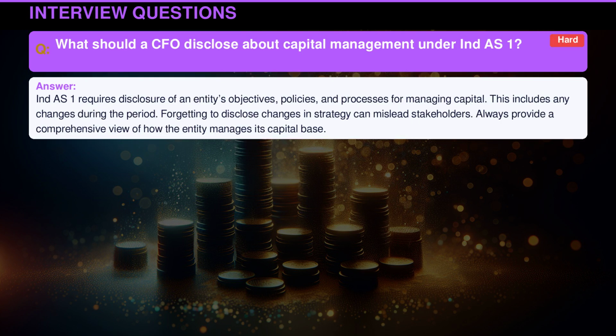Indian Accounting Standard 1 requires disclosure of an entity's objectives, policies, and processes for managing capital. This includes any changes during the period. Forgetting to disclose changes in strategy can mislead stakeholders. Always provide a comprehensive view of how the entity manages its capital base.